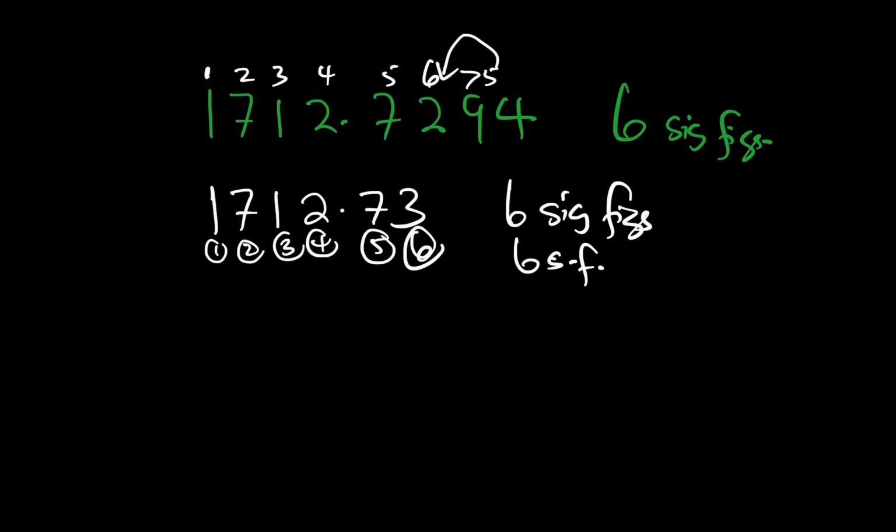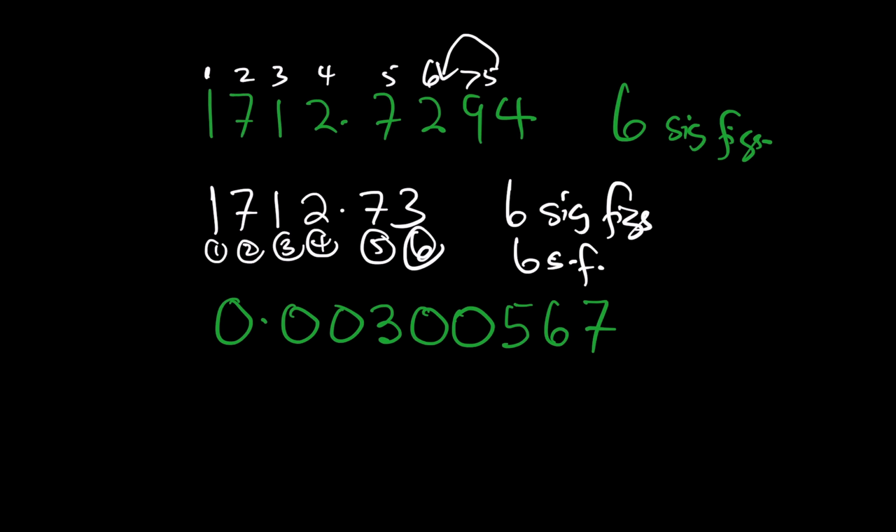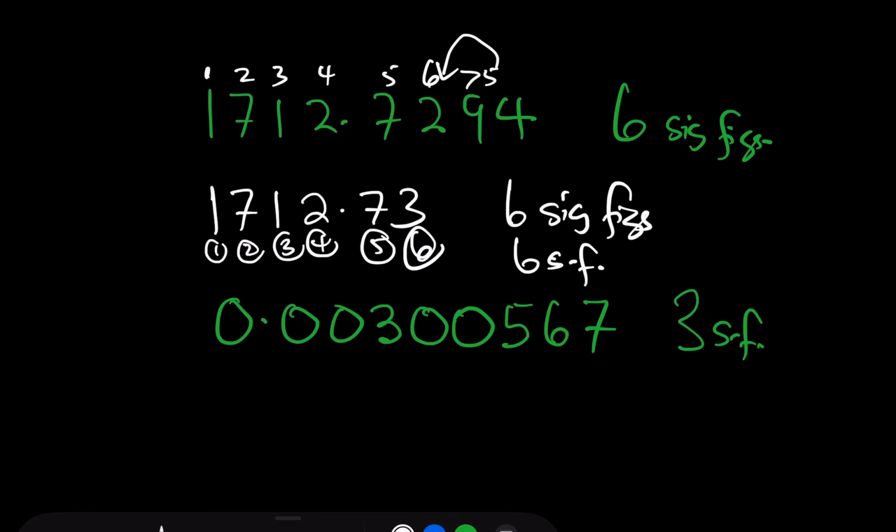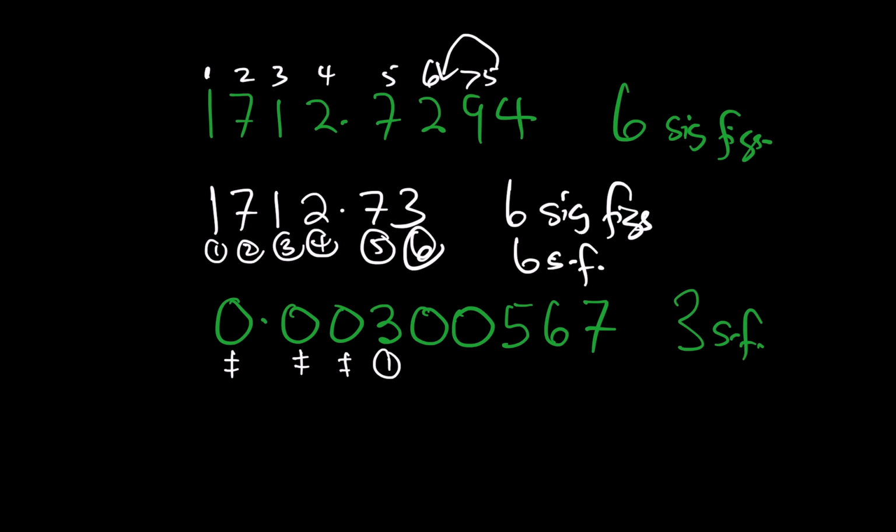Now let's try this one here. Let's say that we have 0.003005 6 7, and we're being told to find the 3 significant figures. Now, we said the zeros will not count. So this is not part, this is not part, this is not part. This is our first one. Can you see that? This becomes second because it comes after a number. So we count that. And this is our third.